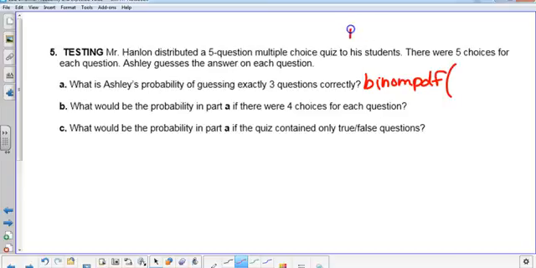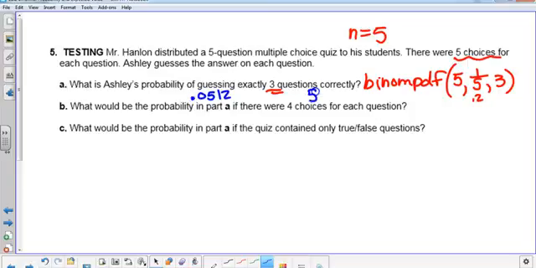N is number of choices or trials or questions. 5. Probability of success. 1/5 or 0.2. This particular question, number of successes is 3. Anybody get an answer? So about 5% chance that she gets 3 right.